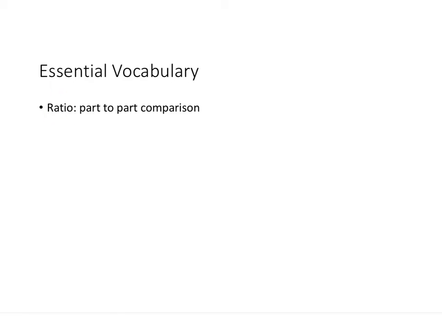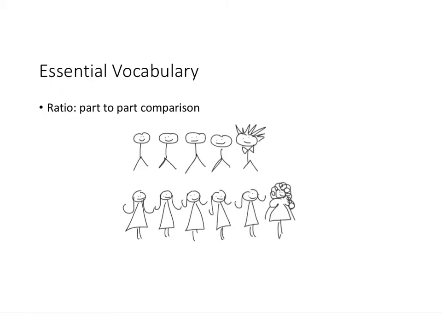So a ratio is a part-to-part comparison. If we look at this situation here, we have 5 gentlemen, and we have 6 ladies. In a ratio, we're comparing a part to another part. So the ratio of boys to girls is 5 to 6, or you can also write it as 5:6. So ratio, you're just comparing a part to a part.